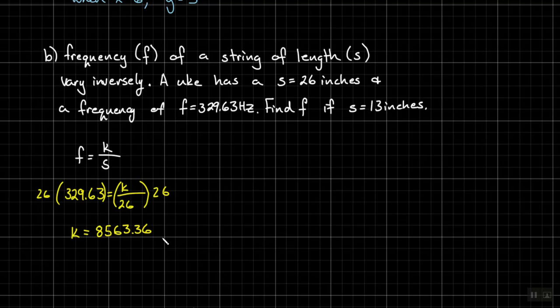8563.36. Awesome. Now, what we see here is just some constant. It won't change. It's always going to be the same for this size string. It's just changing how big it is. Once we have this, are we done with the problem? No, because we found k. That's a pretty good step in the right direction. Did you guys get the same number?